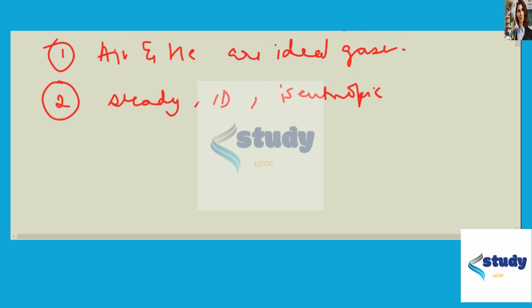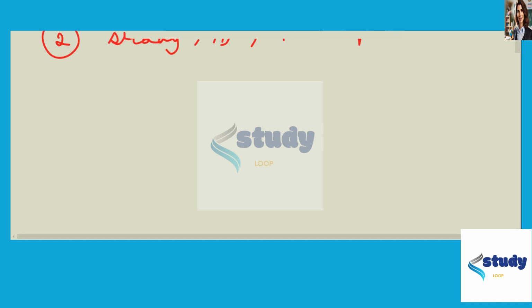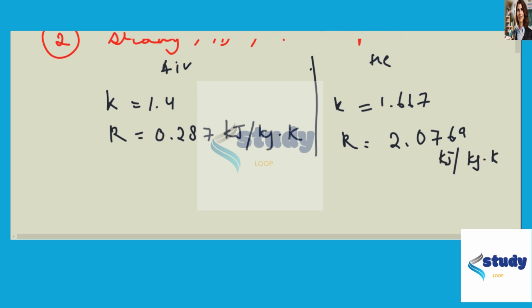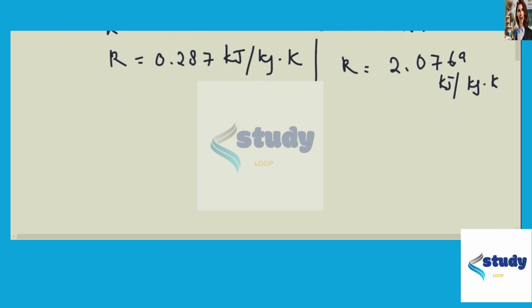Right? Now, the properties that we consider here is the specific heat ratio of air, 1.4. For R, it is 0.287 units. And this is for air. When you consider helium, this is k equals 1.667, and we have R equals 2.0769 kilojoule per kg Kelvin. So these are the things that we have.